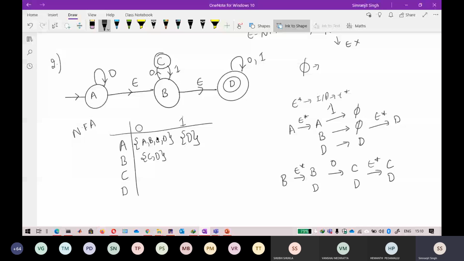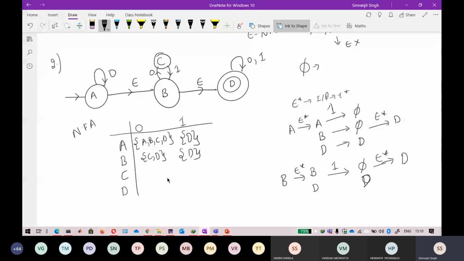In the same way, for this I just change this part. For getting an input of 1 here, so what is 1? On B getting input of 1, it is going nowhere. On D getting an input of 1, it is staying at D. Okay, so the epsilon closure of this phi is nothing. Epsilon closure of D is D itself and nothing new. Okay, so it will be like this.